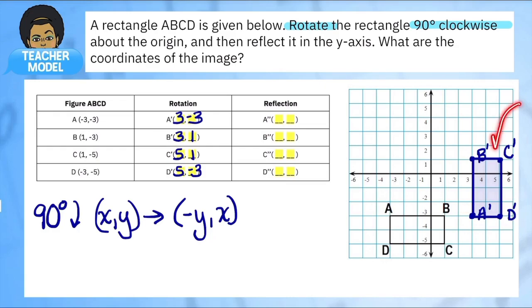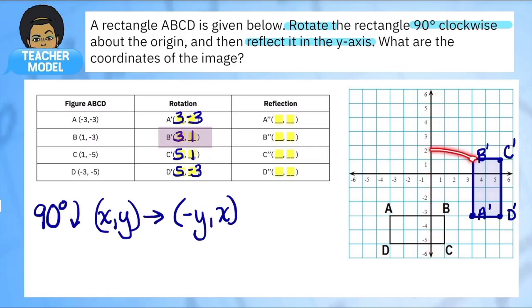Now I'm going to take this image, these points, and I'm going to reflect them over the y-axis. So here's the next part. Reflect it in the y-axis. All right, here's my y. It's right over here. And so I'm going to literally flip my points over to the other side for the reflection. So what do we know is going to happen? Because I'm going over the y-axis, my x's, which were positive, are now going to be negative.